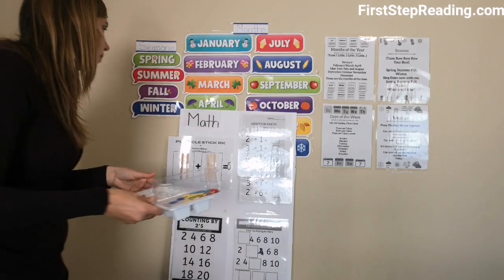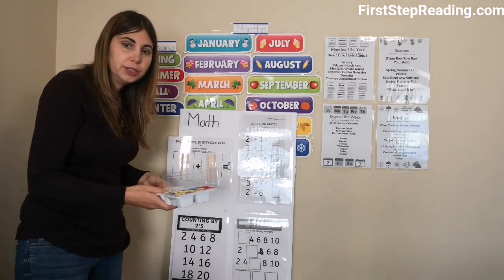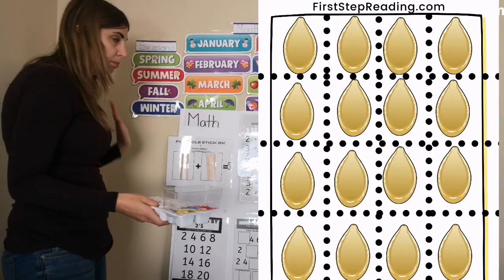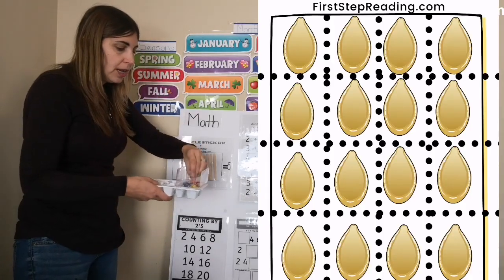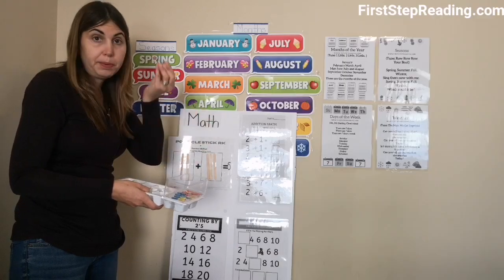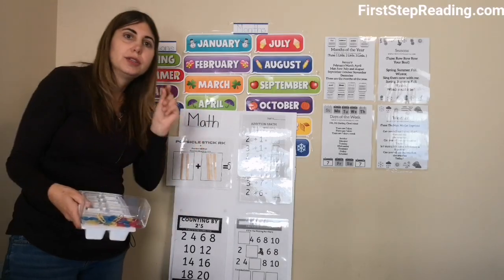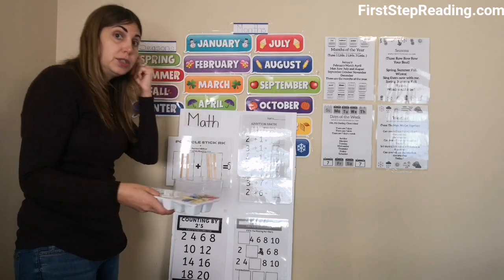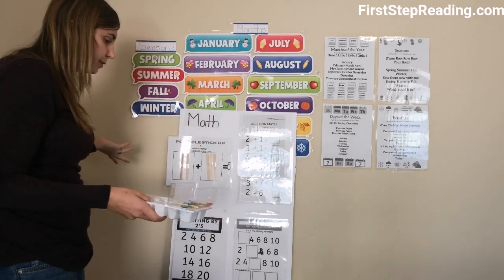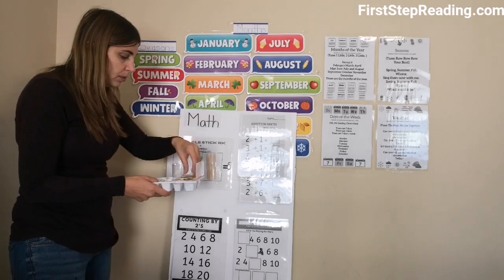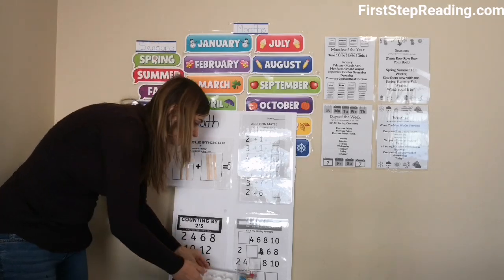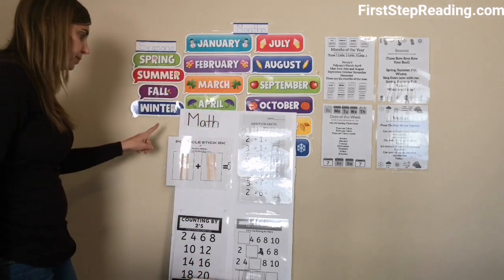So we have a few options. Please use counters. We have counters you can print. You can use things around your house like paper clips. You can use popsicle sticks. You can use little mini erasers as counters. Anything you have a lot of.